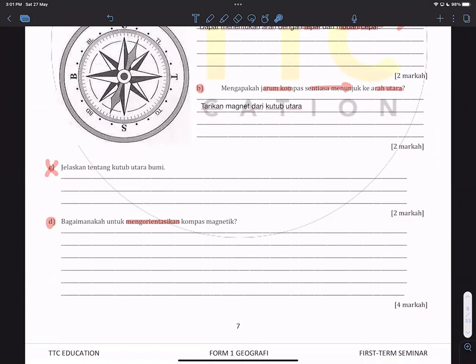So C, why do I cross off? Guys, okay, after you get the answer, you will be laughing. What is Kutub Utara? North Pole. So how to explain? The part is the northern part.